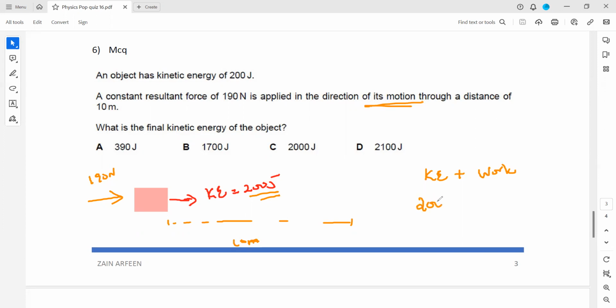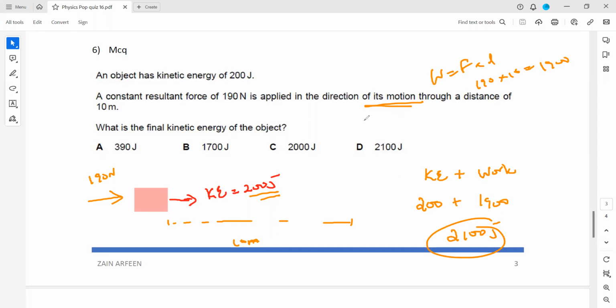So kinetic energy is 200 plus the work done. How much work is done? Work done is force times distance. So force is 190 and the distance is 10, so work done is 1900 joules. When we find the total, it will be 2100 joules. So 2100 joules will be the new kinetic energy.